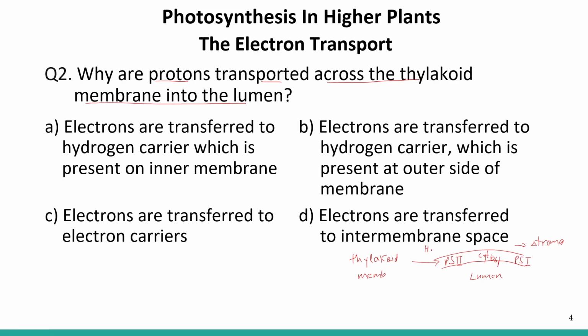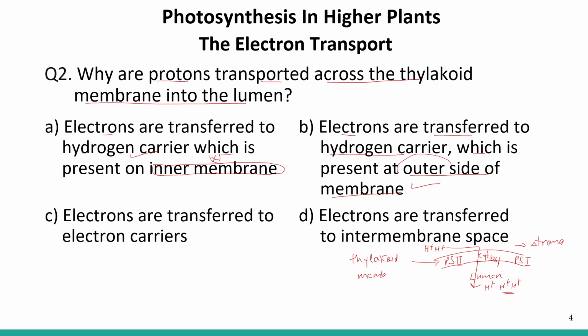So protons from the stroma are transported into the lumen as the electron flows from one carrier to the other. Okay. So why does this happen? So the options are: electrons are transferred to hydrogen carriers, which is present in the inner membrane, they are saying, which is not correct. Second option is electrons are transferred to hydrogen carriers, which is present at the outer side of the membrane. Alright, so this option is correct.